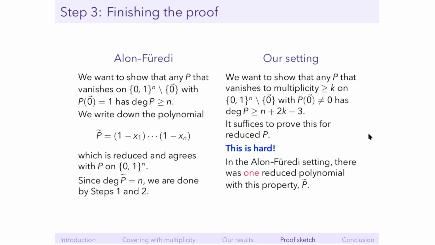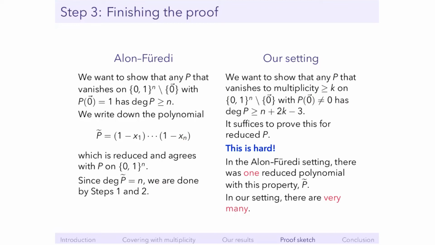The reason it's hard is that in the Alon-Füredi setting, there was exactly one reduced polynomial that had the relevant property, and it was this one. I mean, there's a one-dimensional space of them, so they're all scalar multiples of this one. But in our setting, there are very, very many reduced polynomials that vanish to multiplicity at least k outside the origin while not vanishing at the origin. So in the Alon-Füredi setting, this was pretty easy because we just write down basically the unique example that does this and check that it has degree n. But in our setting, there's a high-dimensional space of examples, and we need to check that all of them have the appropriate degree, n plus 2k minus 3.